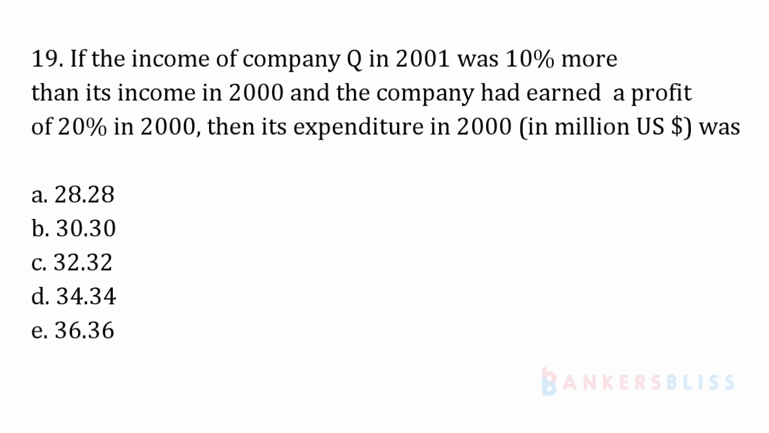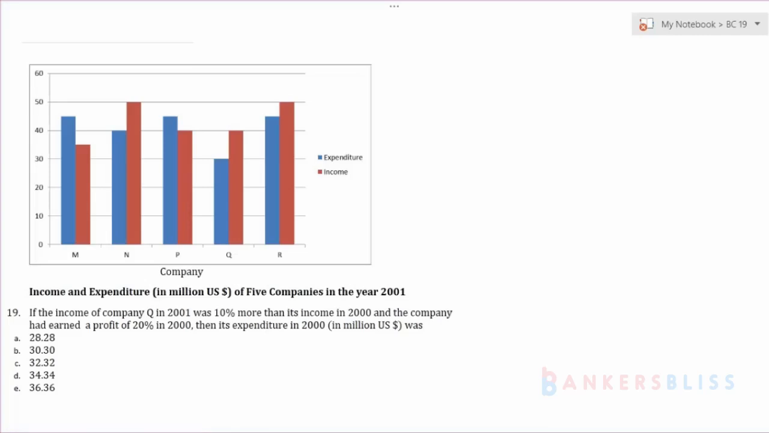Problem number 19: if the income of company Q in 2001 was 10% more than its income in 2000 and the company had earned a profit of 20% in 2000, then its expenditure in 2000 was. Very similar to profit and loss problems, which we have already discussed in the profit and loss topic. 2000 and 2001 are the 2 years. Whatever income you were getting in 2000, 10% more you are getting in 2001.